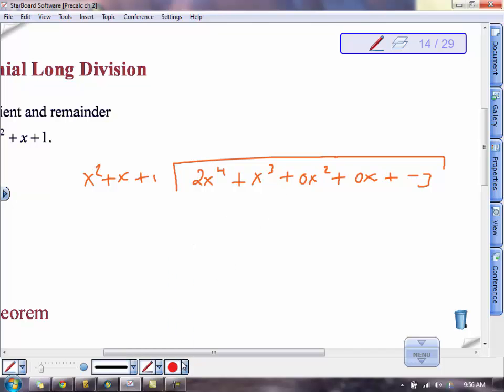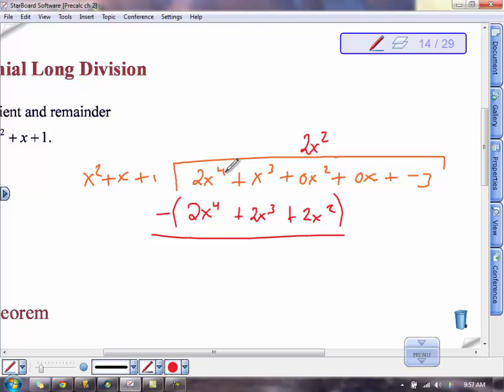Now what you do is you say, what do I put on the top to multiply x squared to get 2x to the 4th? If I divide a quadratic into a 4th degree polynomial, what's my quotient going to be up here? It's going to be a 2nd degree quadratic. Good call. So I'm going to put up here 2x squared, because 2x squared times x squared is 2x to the 4th. I'm going to follow through. 2x squared times x is 2x to the 3rd. 2x squared times 1 is 2x squared. And I'm going to subtract.